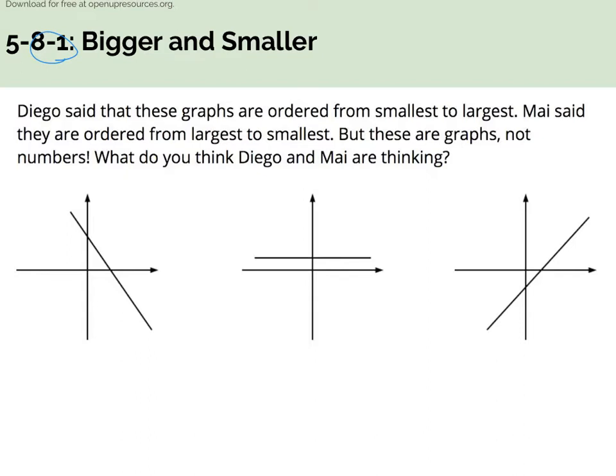you're ready. So Diego was thinking smallest to largest. He was probably thinking slope. This first one has a negative slope, second one has a slope of 0, last one has a positive slope. Mai was thinking going from largest to smallest. She was probably thinking y-intercept. This one is bigger than the middle one, which is larger than the last one.